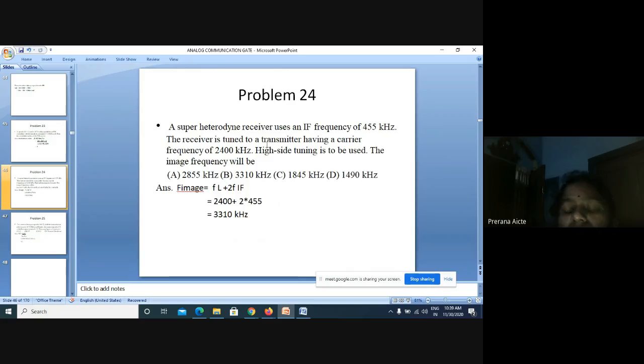I think you all can remember the block diagram of this superheterodyne receiver. So at first, from the antenna, we are going to receive our signals.